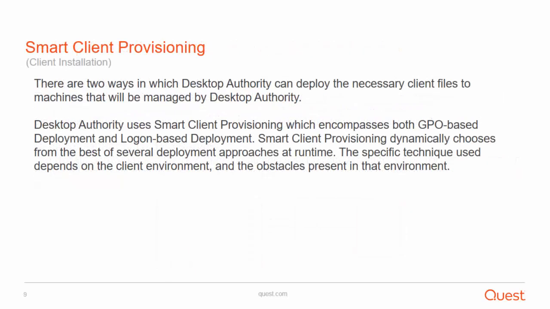With Smart Client Provisioning, client installation, there are two ways in which Desktop Authority can deploy the necessary client files to machines that will be managed by Desktop Authority. Desktop Authority uses Smart Client Provisioning, which encompasses both GPO-based deployment and logon-based deployment. Smart Client Provisioning dynamically chooses from the best of several deployment approaches at runtime. The specific technique used depends on the client environment and the obstacles present in that environment.